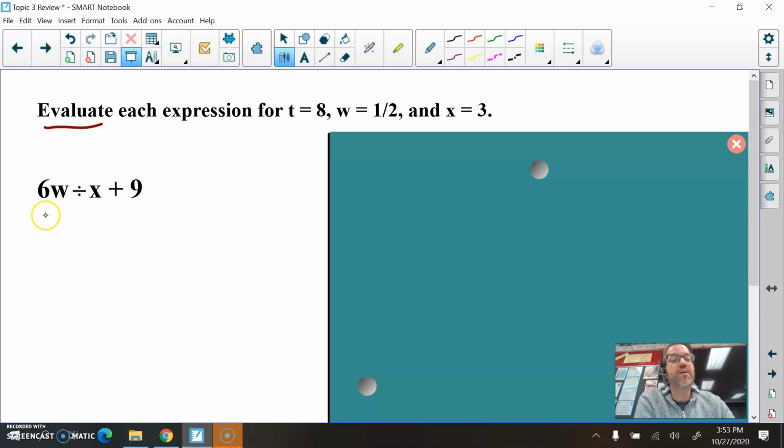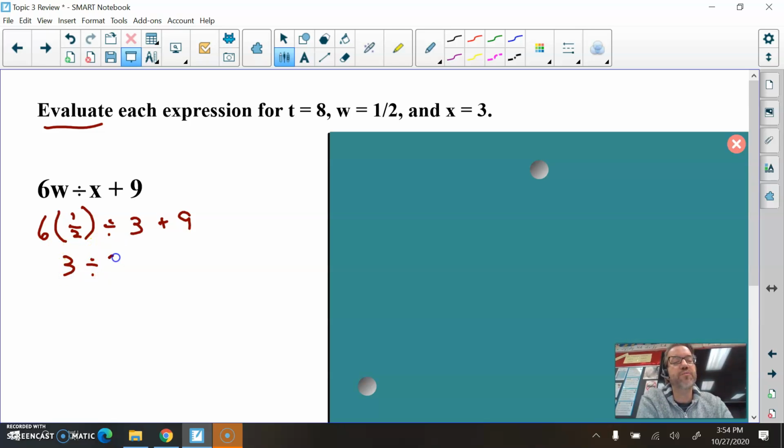So I have 6 times w. That would be 6 times 1/2. And again, I like to show multiplication using parentheses, 6 times 1/2. Divided by x, x is 3, and then plus 9 at the end. Okay, what is 6 times 1/2? Well, that's the same thing as 1/2 times 6. Times and of mean the same thing. So really I'm finding half of 6, which is 3.